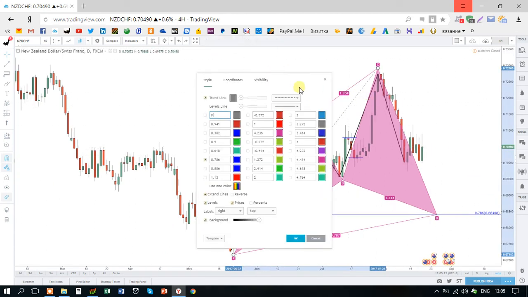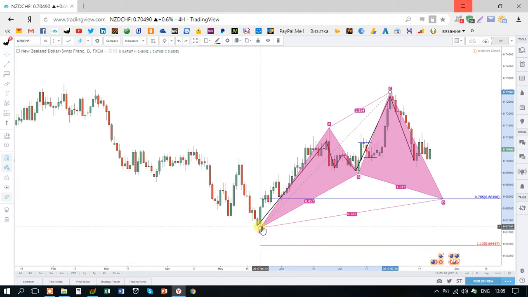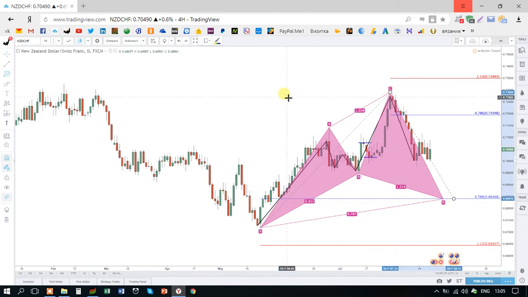As you will read on my website, the stops are 113. It is here, the stop loss. It should be below X, 113. And the targets are the 382 and 618.